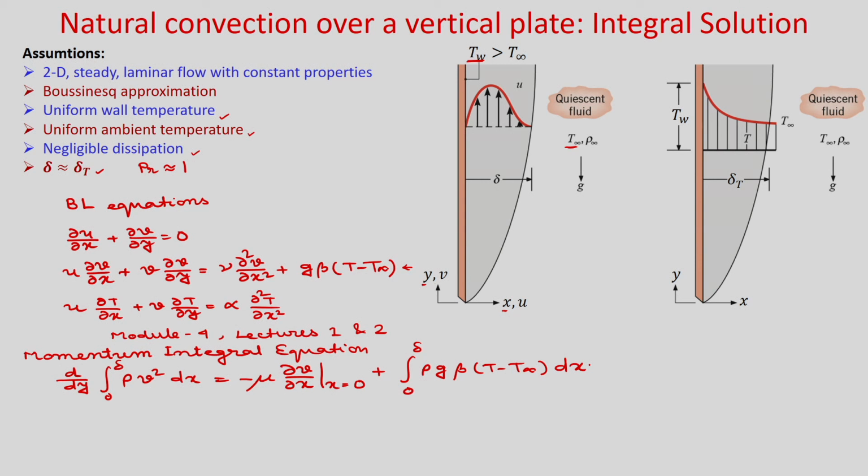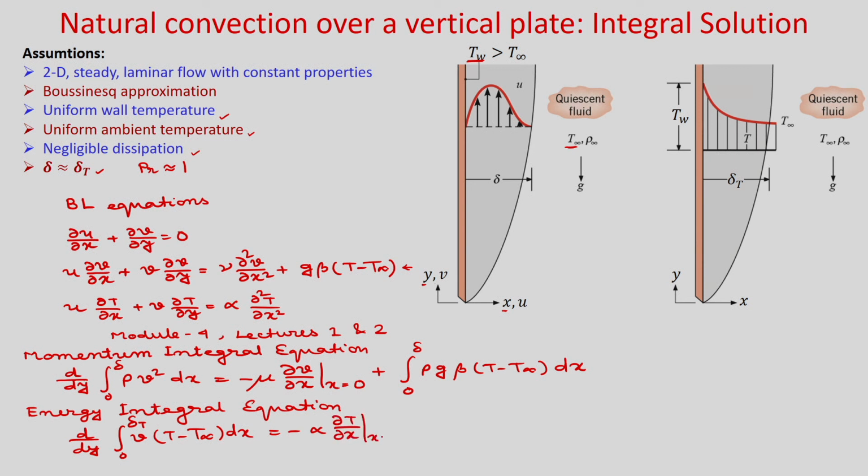And the energy integral equation you can write as d by dy of the integral from 0 to delta T of v (T minus T infinity) dx, equal to minus alpha del T by del x at x equal to 0. You can see that minus k del T by del x at x equal to 0 will give you the wall heat flux, and here alpha is the thermal diffusivity.